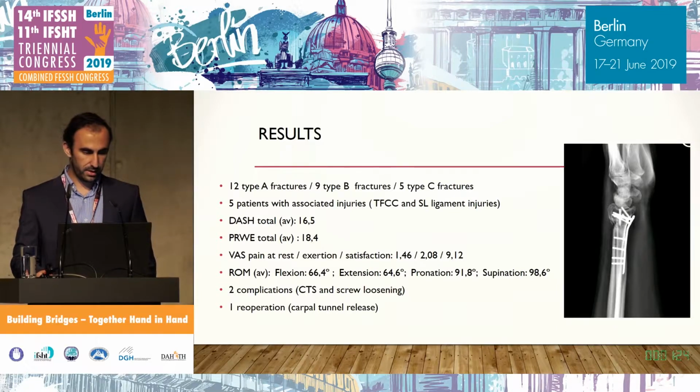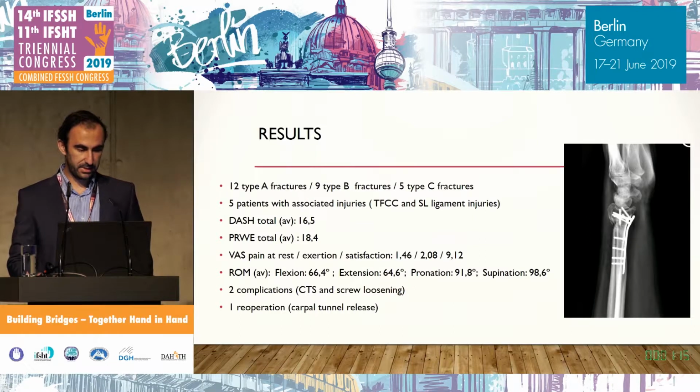These were the results that we got: 12 extra-articular fractures, 14 intra-articular, 9 type B and 5 type C. 5 of the 26 patients had associated injuries, specifically TFCC and scapholunate ligament injuries. The average total DASH was 16.5, the PRWE was 18.4. Regarding the pain at rest, patients rated it as 1.46 on average, 2.08 with exertion, and the satisfaction rate from 1 to 10 was 9.12.